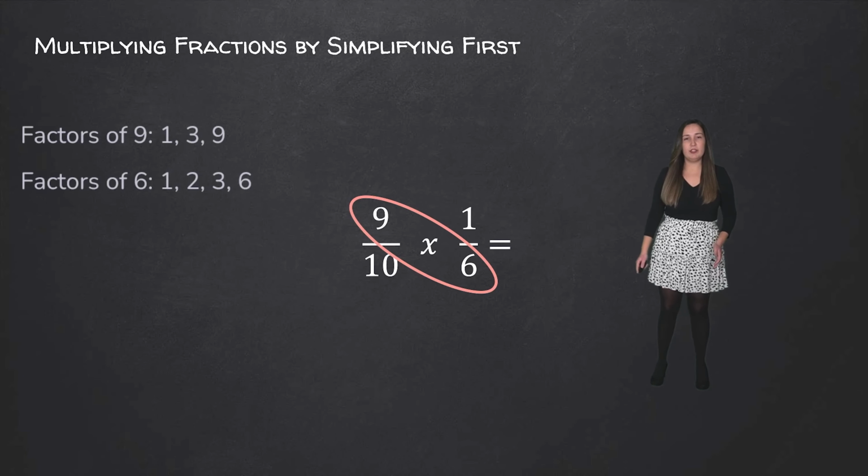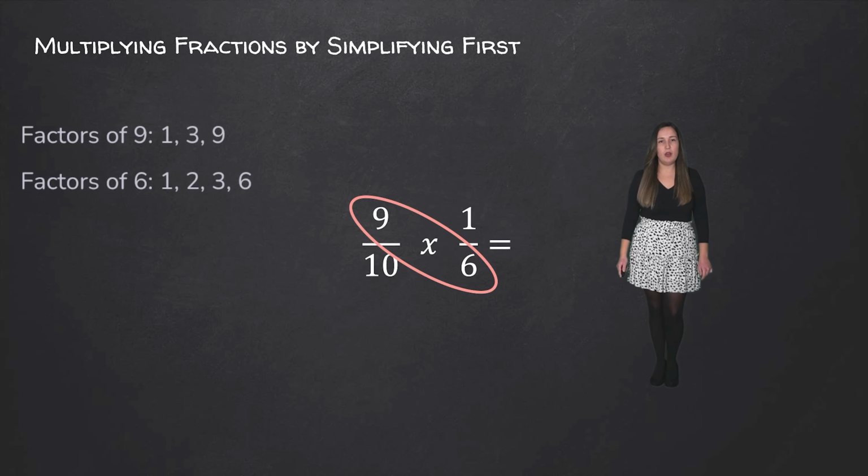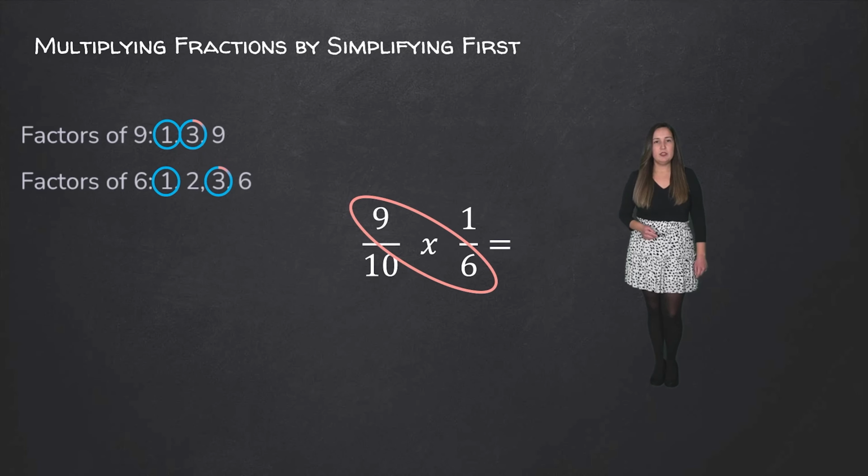Now we're going to find their greatest common factor. So 9 and 6 both have a common factor of 1. And they both have a common factor of 3. So their greatest common factor in this case is going to be 3. So because 9 and 6 have a greatest common factor that is not 1, we're going to take both these numbers and divide them by 3.